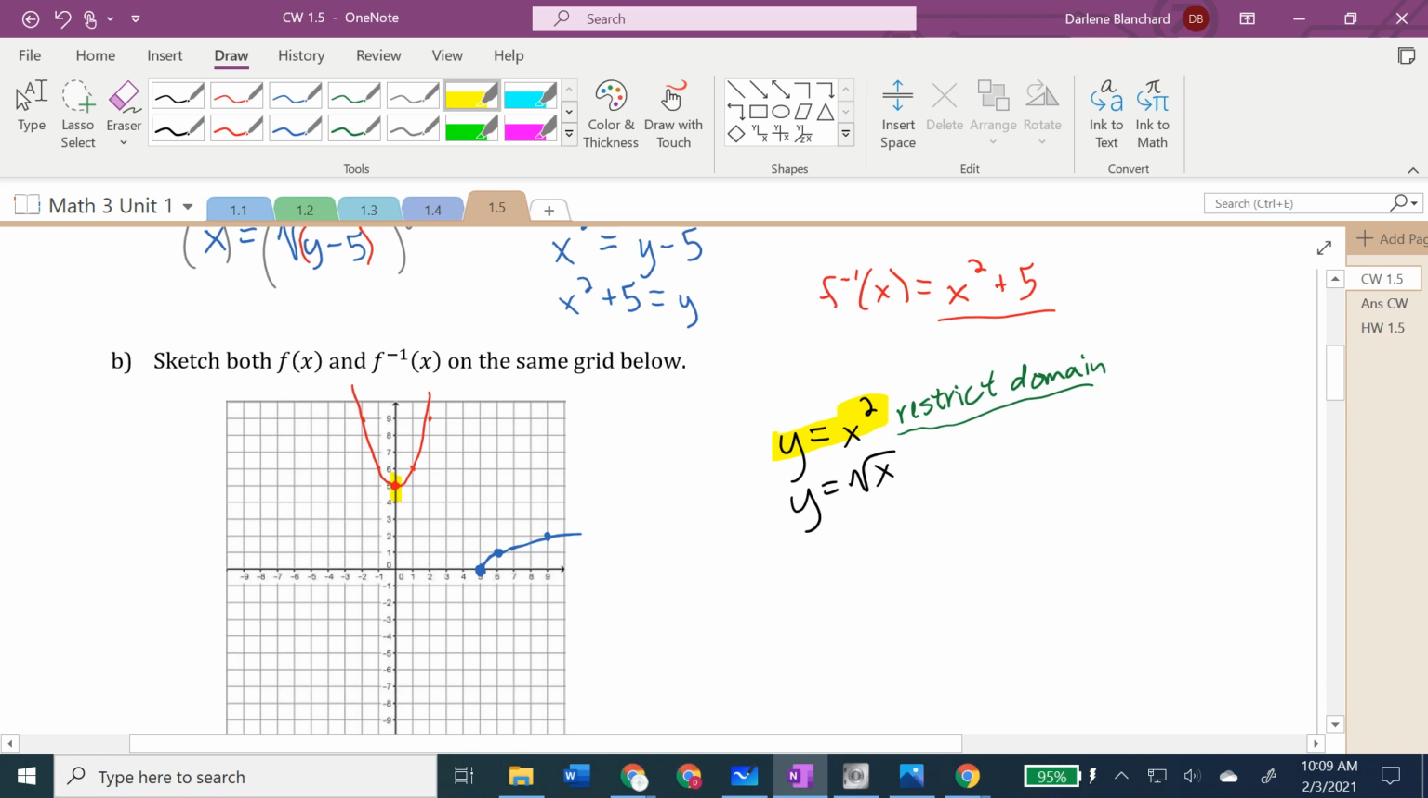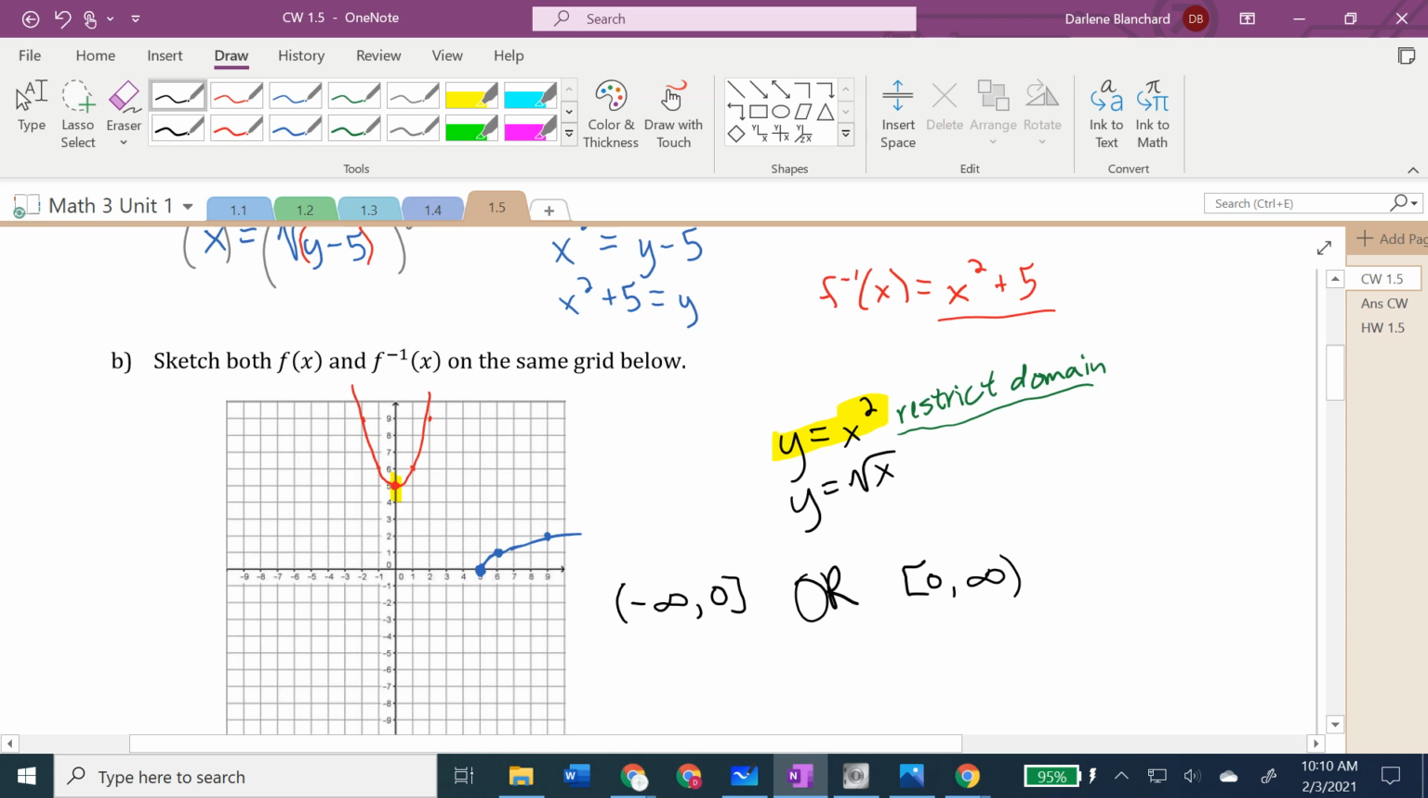The vertex of the parabola is the place where you're going to split up the domain. And you need to figure out if you're going to use from negative infinity to the x coordinate of the vertex, or the x coordinate of the vertex to infinity. It's one or the other, but not both.